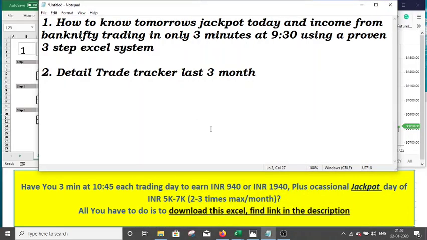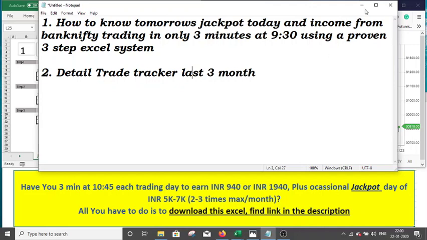Hi friend, I am very excited to discuss with you about this Bank Nifty trading after a gap. Today I will discuss how to know tomorrow's jackpot today and income from Bank Nifty trading in only 3 minutes at 9:30 using a proven 3-step Excel system. I also show you the detailed trade tracker of the last 3 months, that means November, December and January.